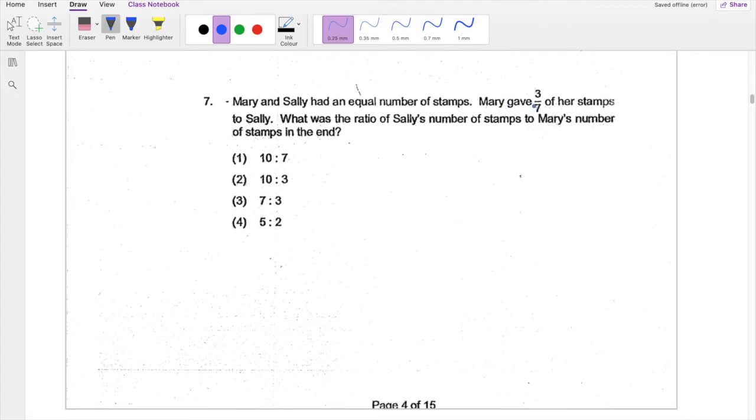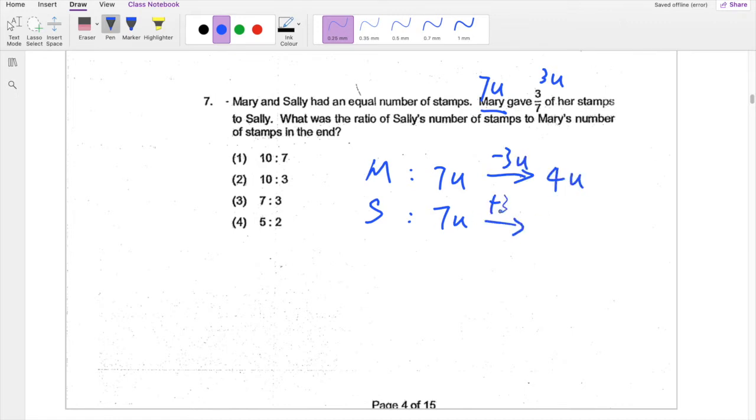But here we say gave 3/7, so maybe we let Mary have 7U first. If Mary gave 3/7, that means she gives 3U. Initially Mary has 7U, then after she gave 3/7, it is minus 3U, so she has 4U here. Sally has added 3U, so she has 10U here.